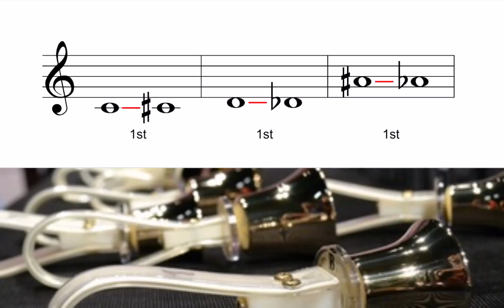For example, C to C sharp. It's on the same line, so we still call it a first. D to D flat, on the same space, we call it a first. However, we do not call these unison because they're not unison. They're two different notes. Unison has to be the same pitch. So these are called first or prime.